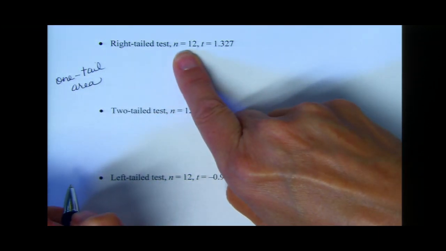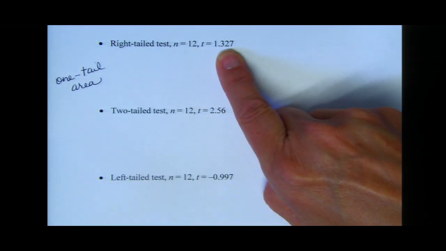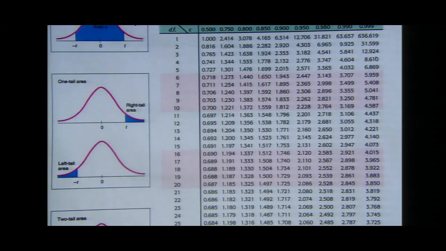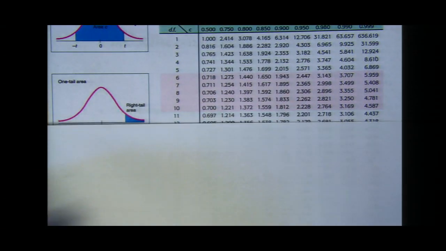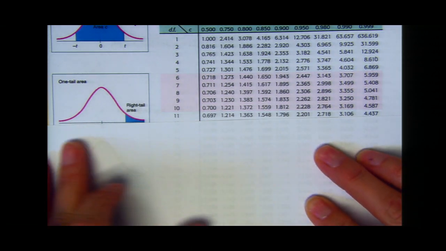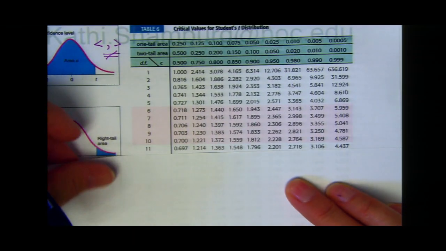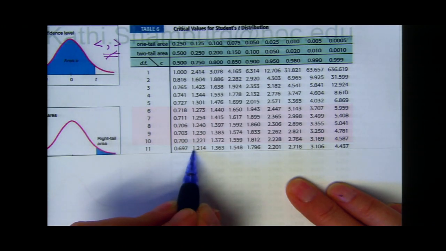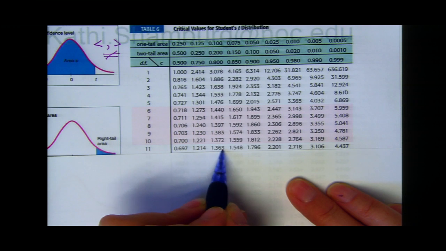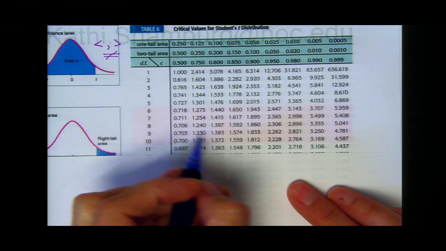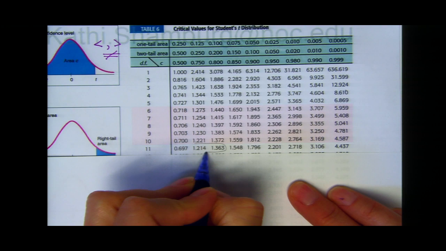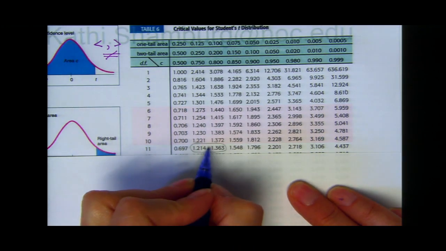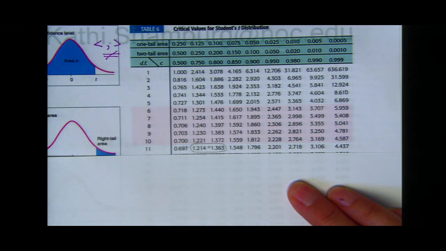My DF is 11, and now I'm looking for 1.327. So I'm going to go to my table, and I go back to the DF is 11, and in this row of numbers, I'm looking for 1.327. Well, here's 1.2, here's 1.36. Okay, well, what I have found is the number I'm looking for would be somewhere in between these two numbers.